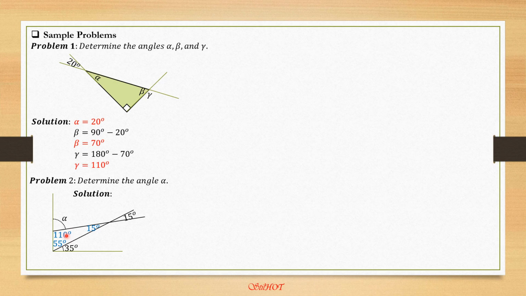Or it is also 55 plus 15. So alpha is 70 degrees. 180 minus 110 is 70 degrees. And problem 3, find the length of y and r.